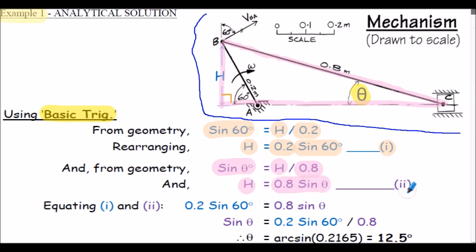Call that equation 2. To solve simultaneously, we're simply going to equate equation 1 and equation 2. That removes h from the equation, and we can rearrange directly for sine theta. And that's what's been done here. To find the actual angle theta, we take the inverse sine function, or the arcsine function, of our ratio, and that evaluates to 12.5 degrees. So angle theta here is 12.5 degrees.